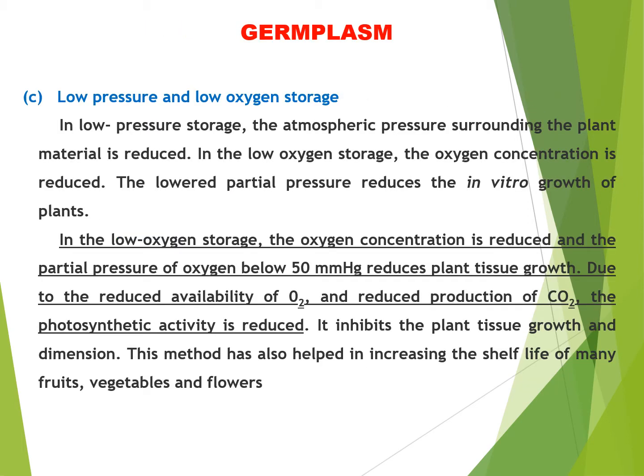Low pressure and low oxygen storage. Here, as it suggests, the germplasm is stored under low atmospheric pressure or low oxygen. In low oxygen storage, the reduced availability of oxygen and reduced production of carbon dioxide reduces the photosynthetic activity. This inhibits the plant tissue growth and development. This method helps in increasing the shelf life of many fruits, vegetables, and flowers.